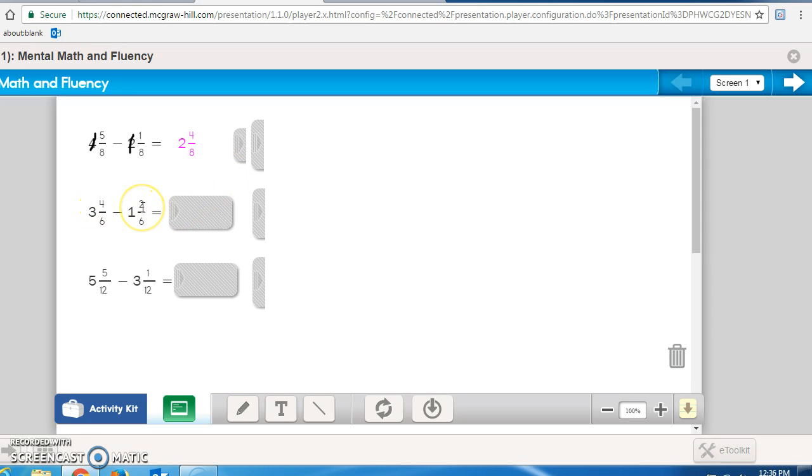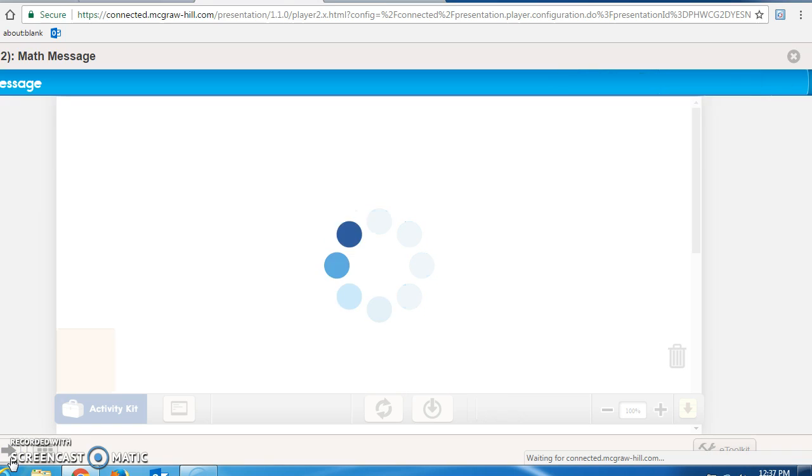Again, I can see that my numerators can be subtracted easily. So I'll do my whole numbers first. 3 minus 1 is 2. And now I'll subtract my fractions. 4 minus 2 is 2. 6 is my denominator, so it's 2 2/6. And finally, I subtract my whole numbers. 5 minus 3 is 2. Now I subtract my fractions. 5 twelfths minus 1 twelfth. Well, 5 minus 1 is 4, and twelfths is my denominator. So 2 4/12 is my answer.